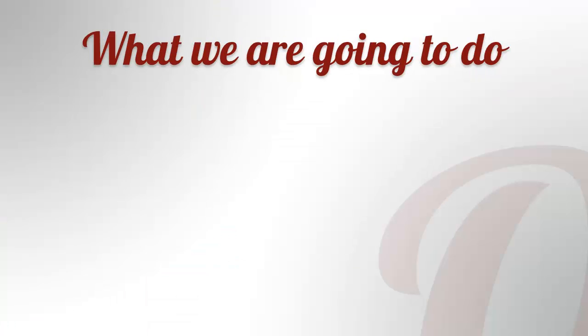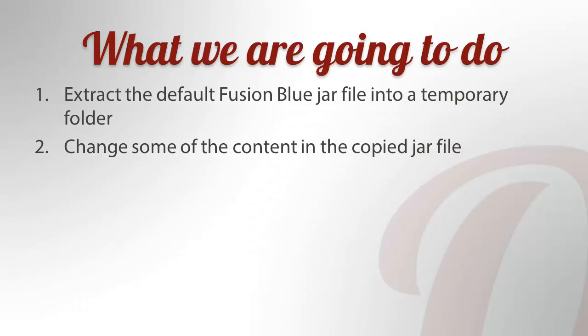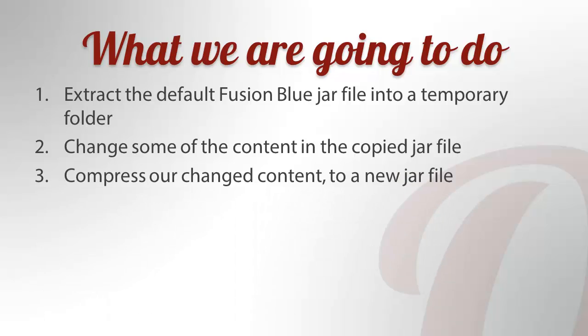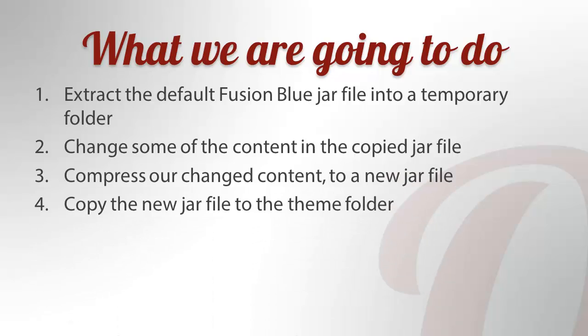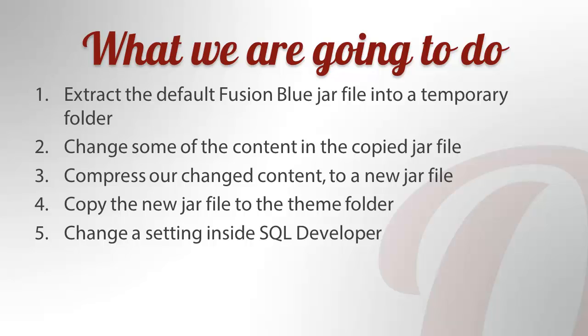What we are going to do in this video is to extract the default Fusion Blue jar file into a temporary folder, change some of the content in the copied jar file, compress our changed content to a new jar file, copy the new jar file to the theme folder, change a setting inside SQL Developer, and lastly restart SQL Developer. Okay, let us start the change.